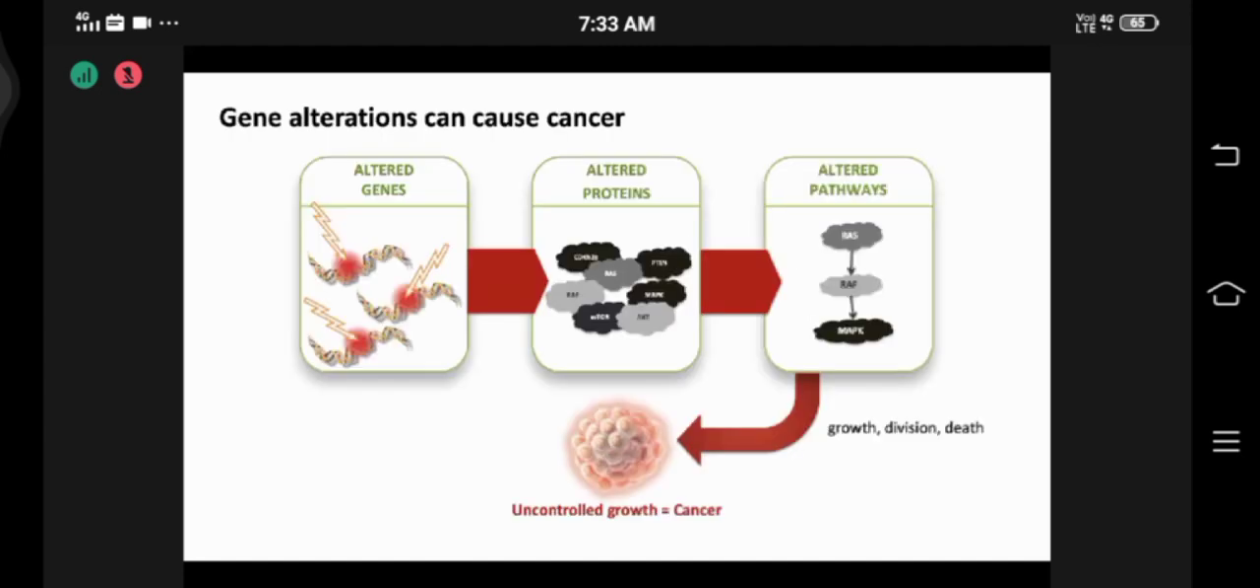Before we come to the what, we need to understand the why, and it's very important now. We know what cancer is: uncontrolled growth, cells multiplying continuously. But we now know why it is caused. It starts with some abnormality in the genome, a genetic hit which causes the gene abnormality. That causes abnormal, altered proteins, which lead to altered pathways, and eventually to altered growth, division, and death of cells. The whole process of carcinogenesis takes place this way.